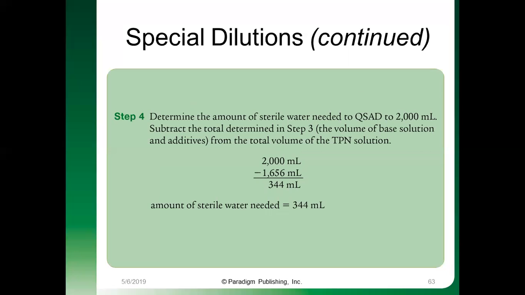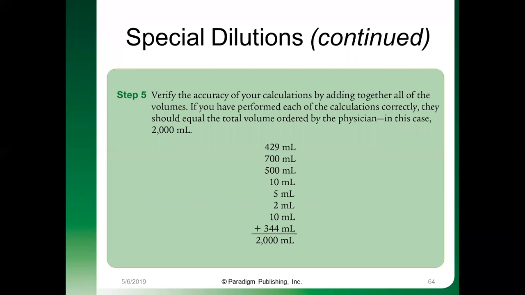So we're going to have to subtract from the total volume, 2,000 minus our base solutions and our additives of 1,656 mL. That gives us 344 mL of sterile water that we need to add to our TPN in order to get our 2,000 milliliters total volume that the prescriber ordered. So to verify, we would add all the additives together, our base solution, our additives, and our sterile water, and that should equal the 2,000 milliliters.